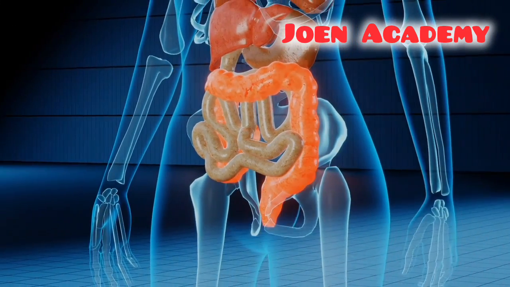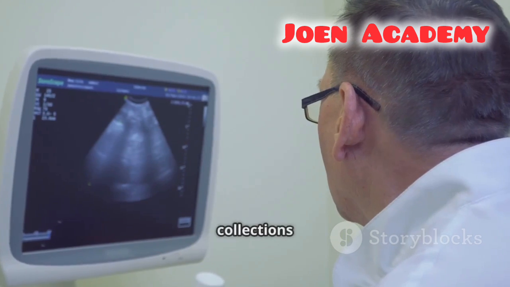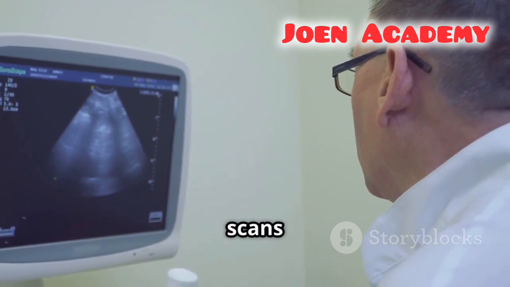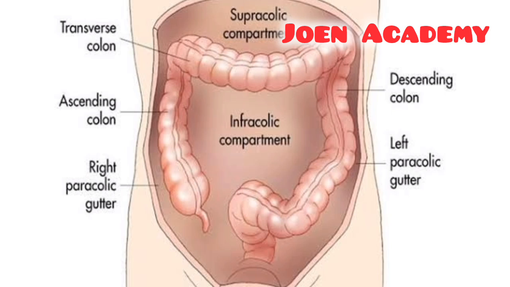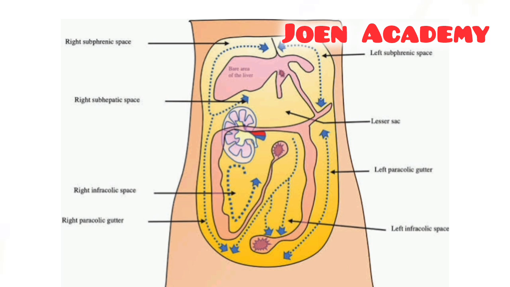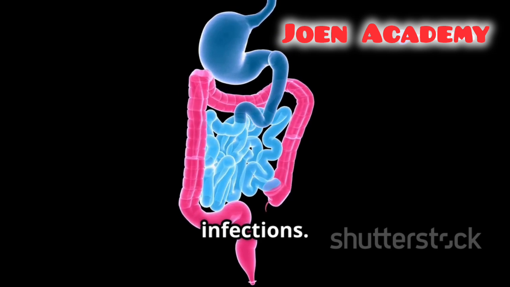Furthermore, in trauma situations, blood can accumulate here. Radiologists rely on identifying fluid collections in these gutters on CT scans or ultrasounds to diagnose various abdominal conditions. There are important differences in the communications of the right and left paracolic gutters. The right paracolic gutter is generally wider and more direct in its communication superiorly with the subhepatic and subphrenic spaces. This makes it a common pathway for the upward spread of pelvic or appendiceal infections.